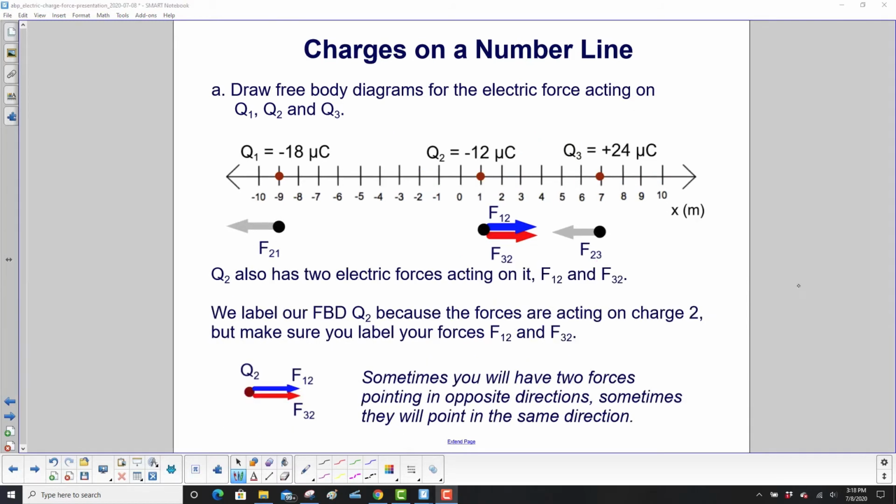Here's our free body diagram at the bottom. All right, looks just like what we drew up there. We have two forces pulling 2Q to the right. One is a repelling force from charge 1, and the other is an attractive force from charge 3. So sometimes you'll have two forces pointing in opposite directions, sometimes they'll point in the same direction.